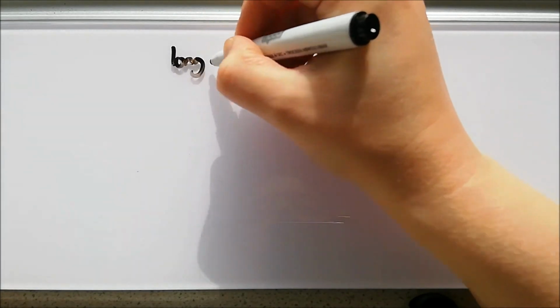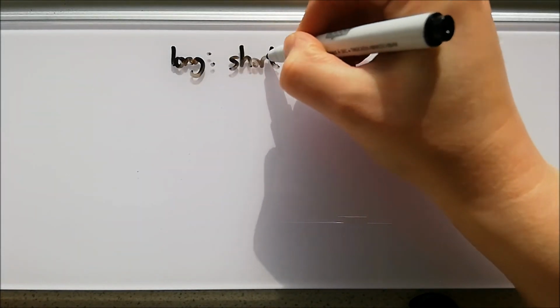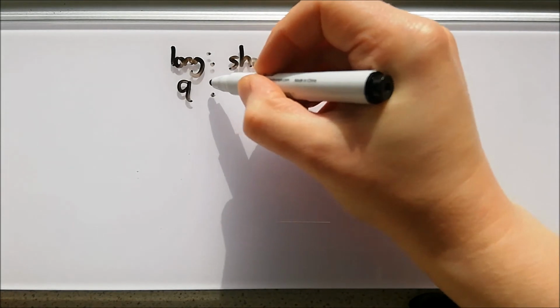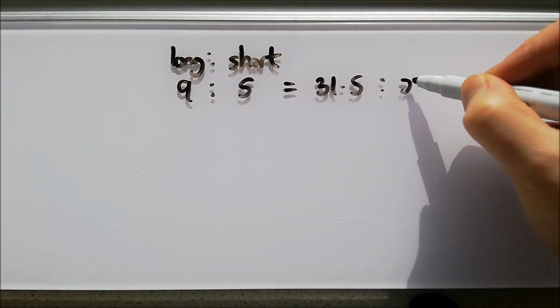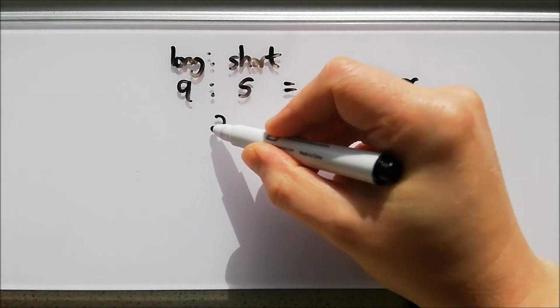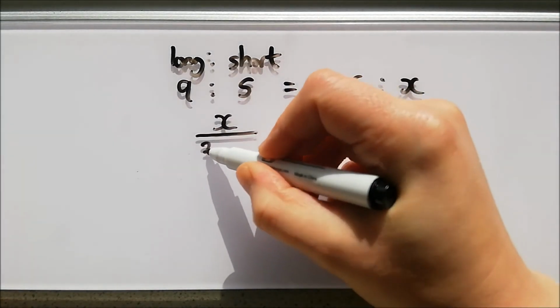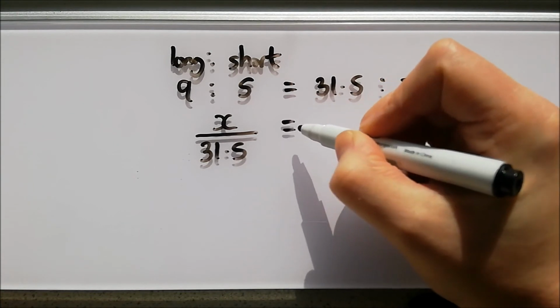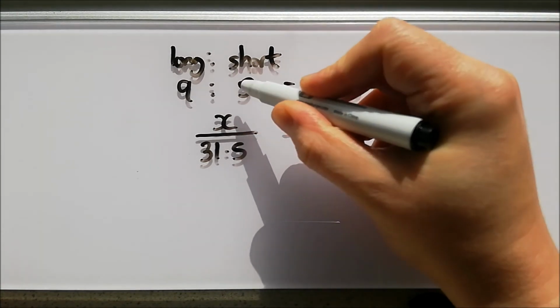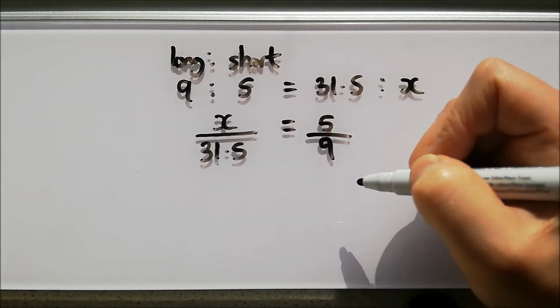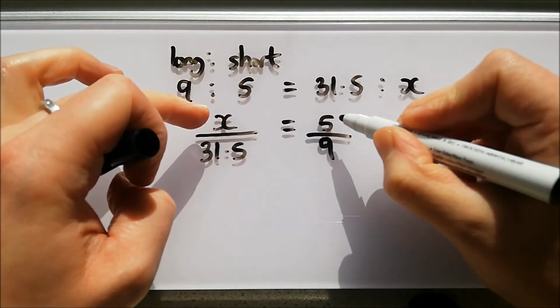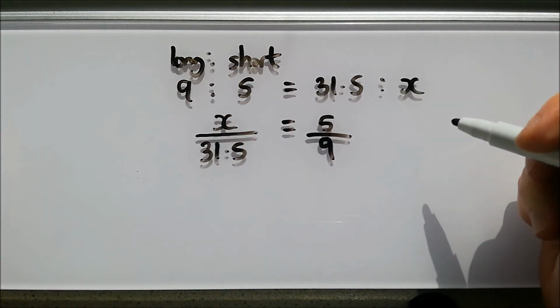All right. Same question again using the algebraic method. Long to short, 9 to 5 equals 31.5 to x. X is what we're trying to find and it's partnered up with 31.5. X is on the right, so 5 goes on top over 9. So right hand side's on top, left hand side's underneath in this case.